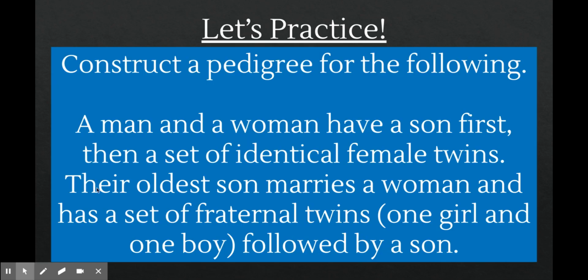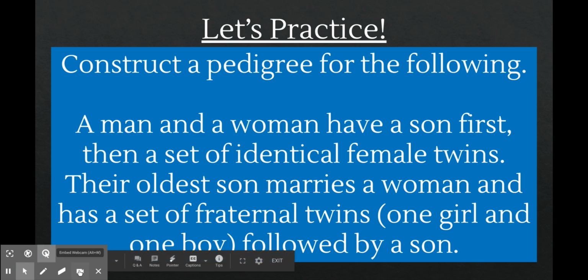Now, just using those skills that you just learned there, what I'd like you to do is try to construct a pedigree for the following example. So I'm going to stop talking for a few seconds, and what I'd like you to do is pause the video, draw a pedigree for this family, and then I'll show you how it's done. Okay, I hope you had a chance to pause the video and give this a try.